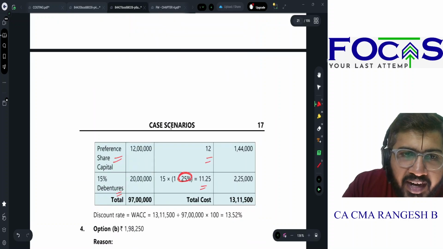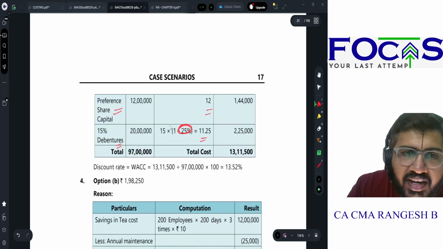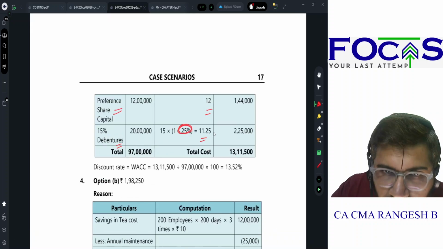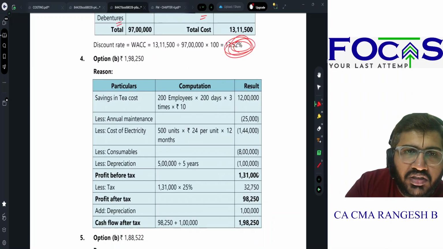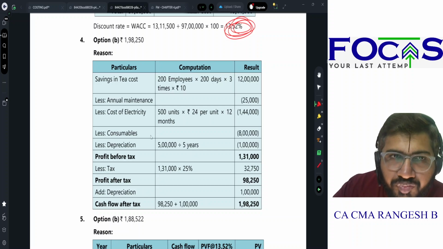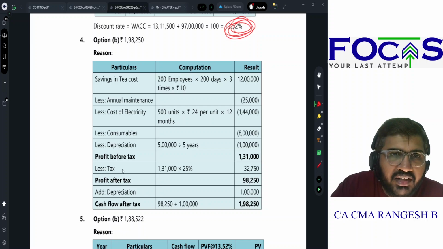40 lakhs divided by 97 lakhs, 25 lakhs divided by 97 lakhs, 12 lakhs divided by 97 lakhs, 20 lakhs divided by 97 lakhs, into the respective numbers will give you 13.52%. Yes, super. Now, what is the benefit of me investing in this machine?